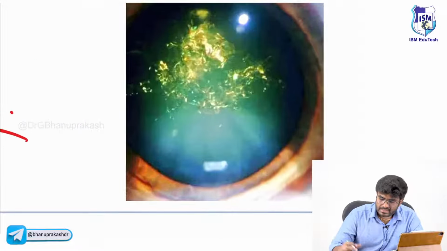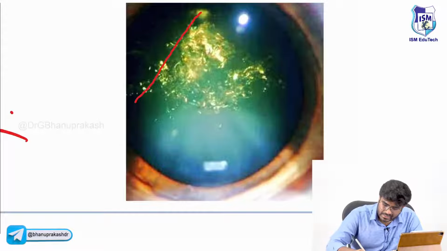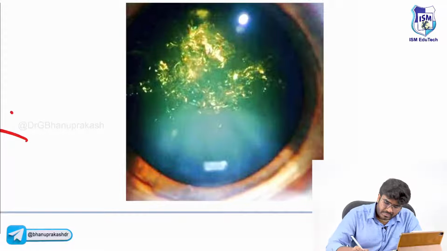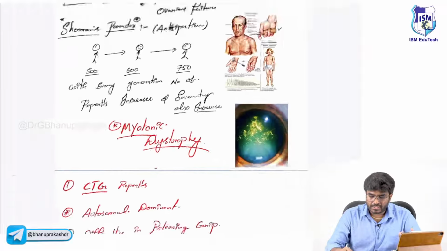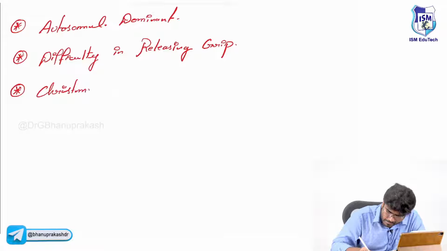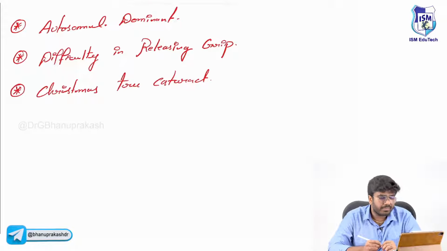And if you look at their eyes, these patients are going to have cataract. It's looking like a lighted Christmas tree. So these are called, any idea? Christmas tree cataract. They are going to have the Christmas tree cataract.